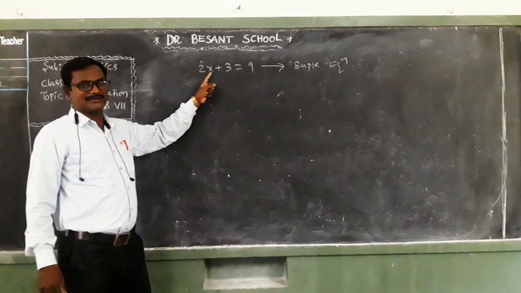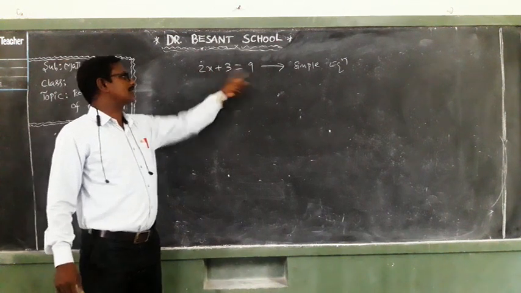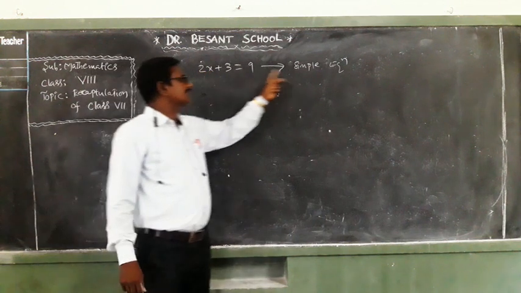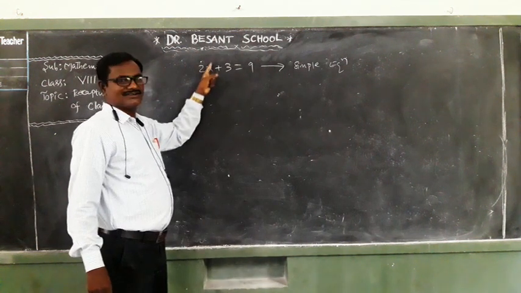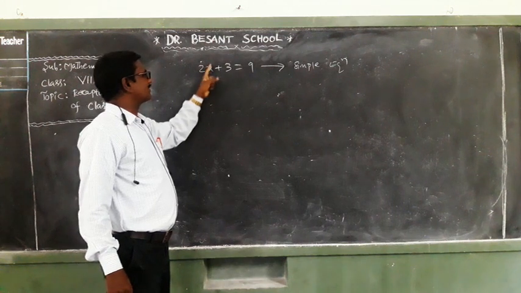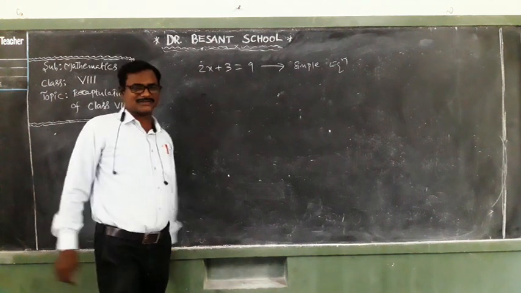Yes, x is the variable. So how many variables does it have? Only one variable, x. So that is a simple equation: an equation in one variable with degree 1. What is the degree here? 1. The exponent of x is 1. So this is a simple equation.